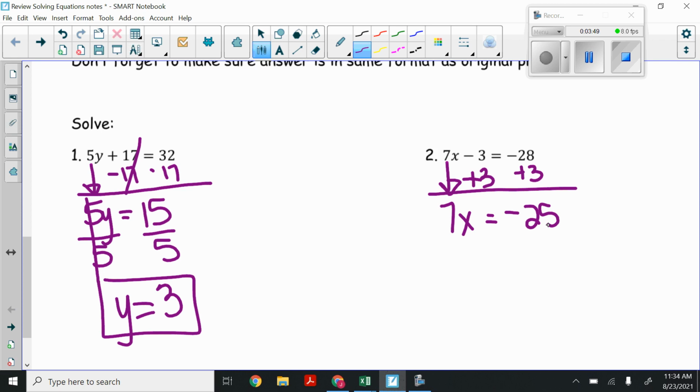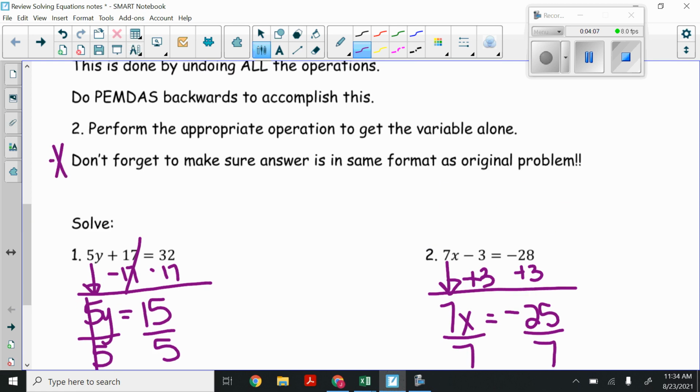So now it says 7 times x, so I need to divide by 7, divide by 7. So 7x divided by 7, my 7's cancel, I'm just left with x equals. So now on this side, negative 25 divided by 7. That is not a nice whole number. So this is where we need to come back up here, and it says don't forget to make sure that the answer is in the same format as the original problem.